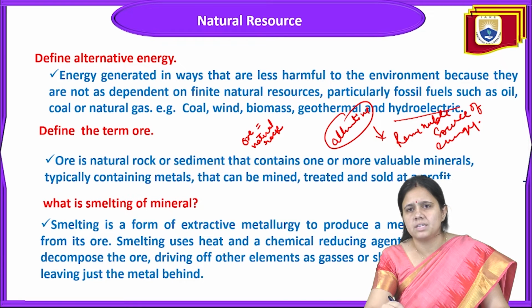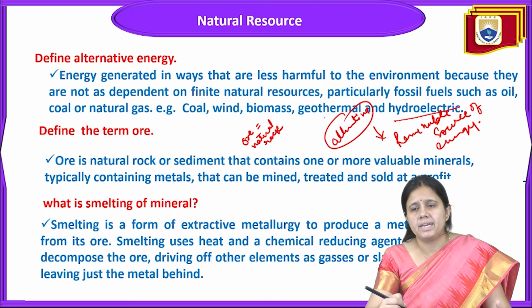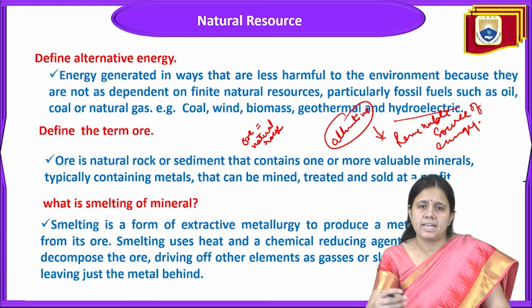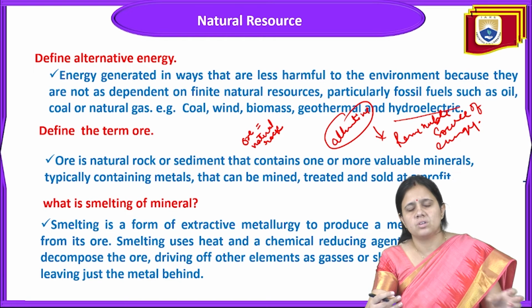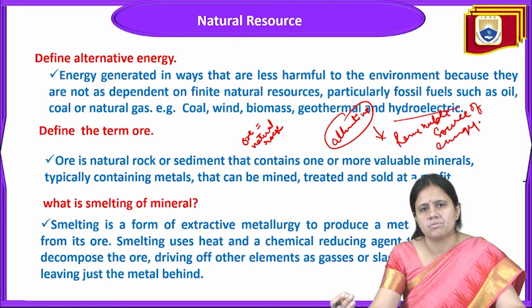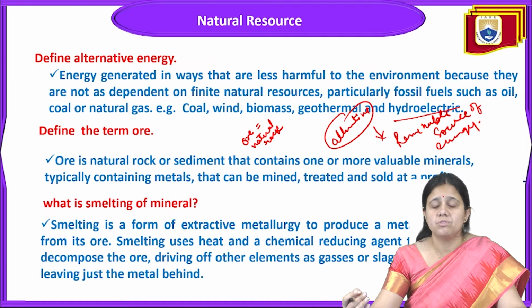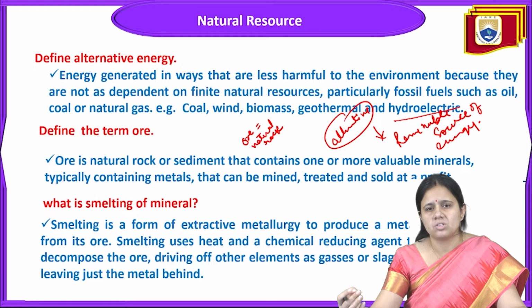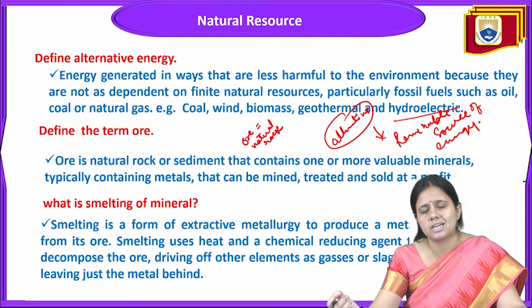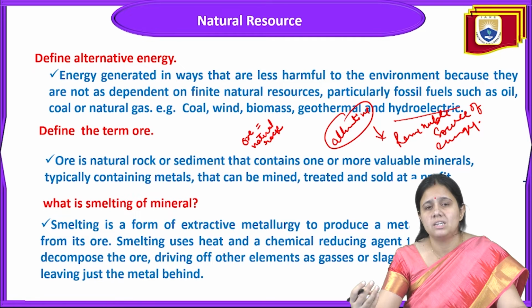Some valuable minerals, after mining and treatment, we can extract the metal from the ore. This is called ore. Ore is nothing but a natural rock already present within the earth's surface that contains useful minerals and metals. By the process of extracting and smelting, we extract the minerals from the ore. This is the basic definition of ore. After extracting the minerals from the ore, we can sell them at a profit. So this is about the term ore.